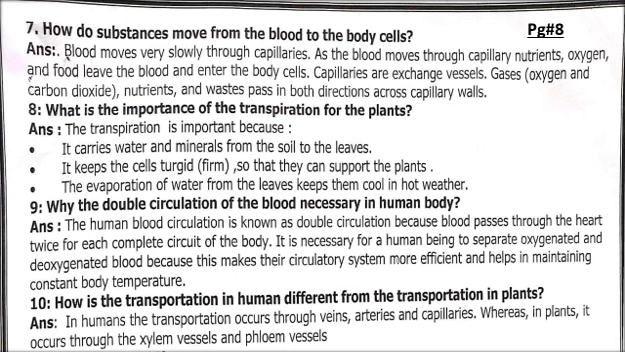Now question number 9 is, why is the double circulation of the blood necessary in the human body? The human blood circulation is known as double circulation because blood passes through the heart twice for each complete circuit of the body. It is necessary for a human being to separate oxygenated and deoxygenated blood because this makes their circulatory system more efficient and helps in maintaining constant body temperature.